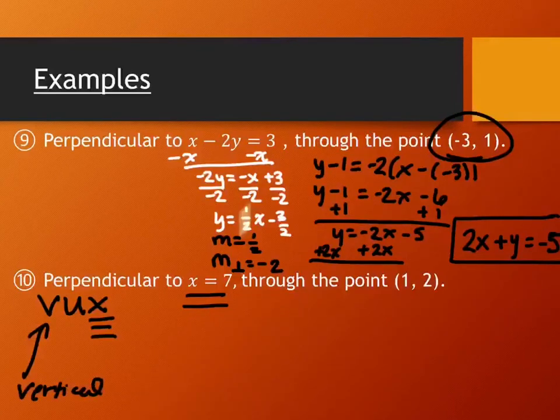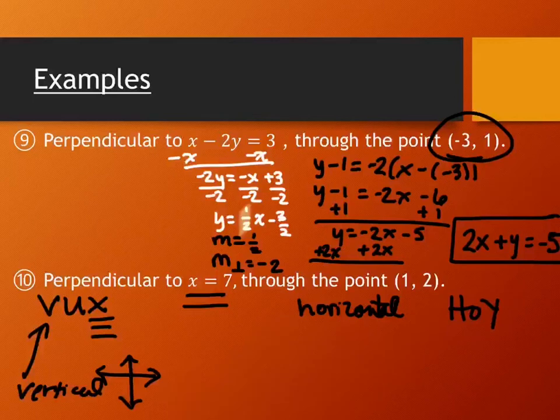So if you think about having a vertical line, that means it's straight up and down like this. Then in order to get a line parallel or perpendicular to it, it would have to be a horizontal line. So the horizontal line that I'm going to create is the HOY part, H-O-Y, of HOYVUX. And horizontal lines have equations y equals. Well, what does y equal? Super easy. It's the y value of the ordered pair, 2. Y equals 2.